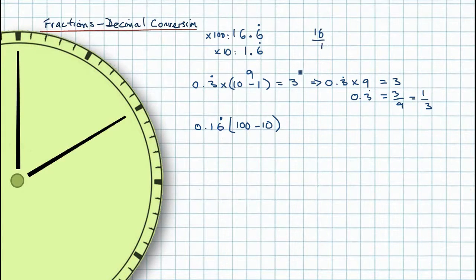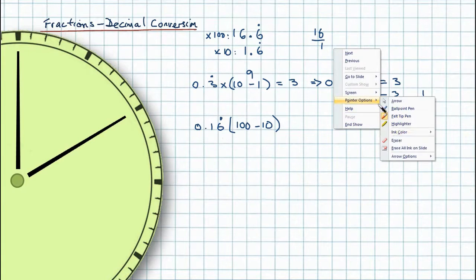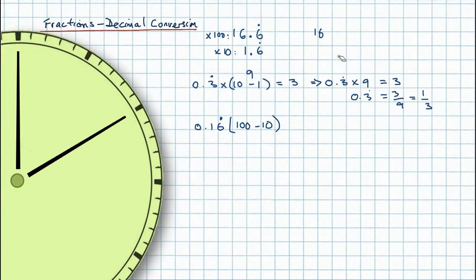So 16 subtract 1, very easy to do. 16 subtract 1 gives me 15. Hope you're happy with that. So my answer is 15. And what have I got in here? 100 subtract 10, well, that's 90. So it's not going to be the same, but it is always going to have one of these 9's in it, and you'll see that happening again and again. So that's the clever little bit of working out that we do to get to this stage.